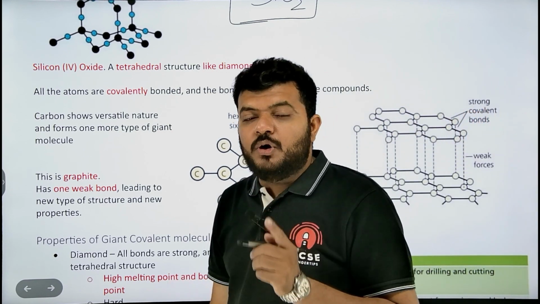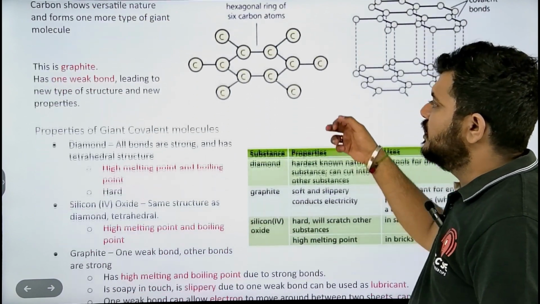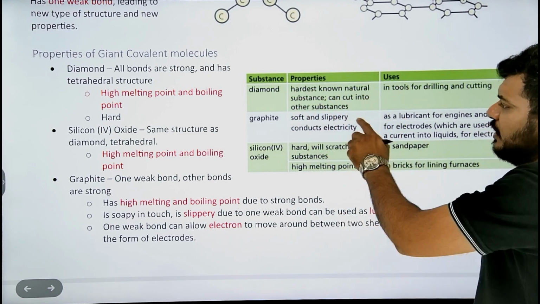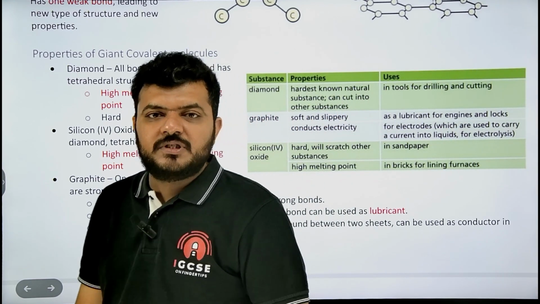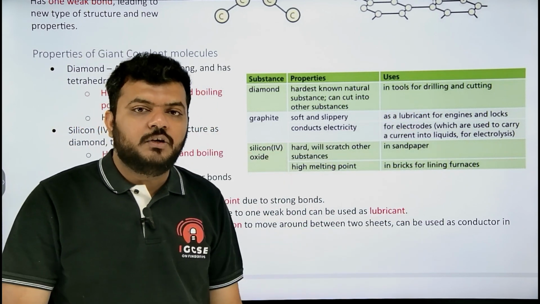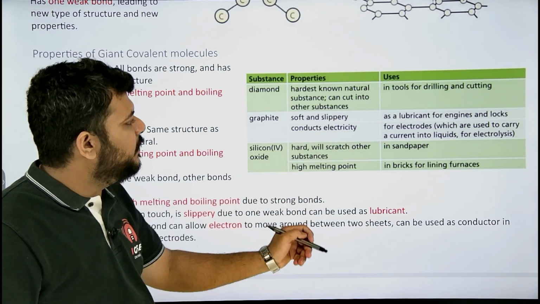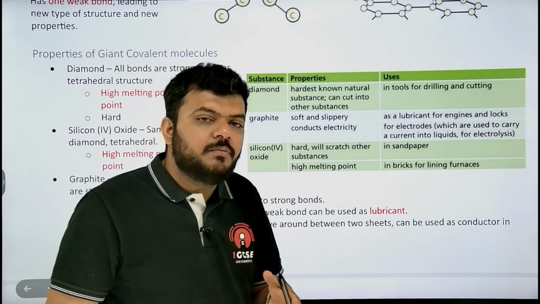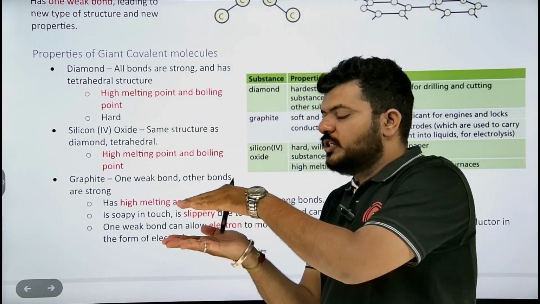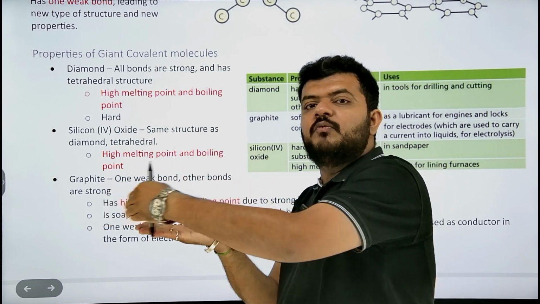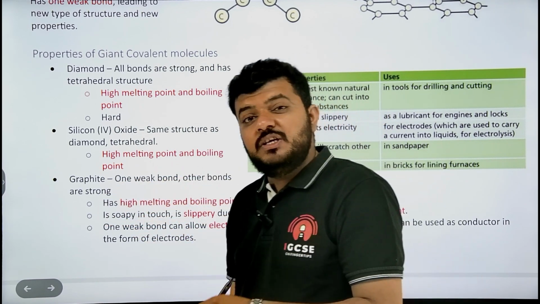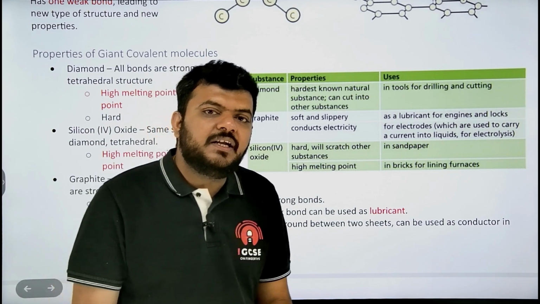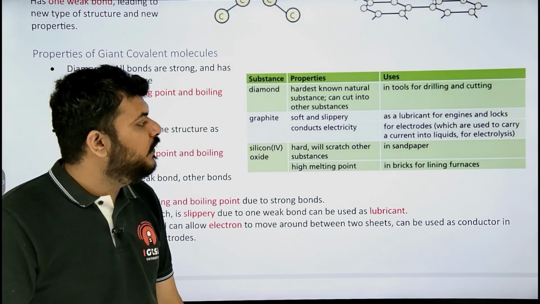But this one weak bond gives us a lot of benefits. Diamond is the hardest known natural substance and can cut into other substances. Because it can cut into other substances, we use it in drilling and cutting tools. Graphite is soft and slippery, but it can conduct electricity because it has one weak bond. In this weak bond, the electrons can move between two sheets. So these are the two sheets, and the electrons can move from one end to another between them. So even graphite has delocalized or mobile electrons. These mobile electrons make it a good conductor of electricity.